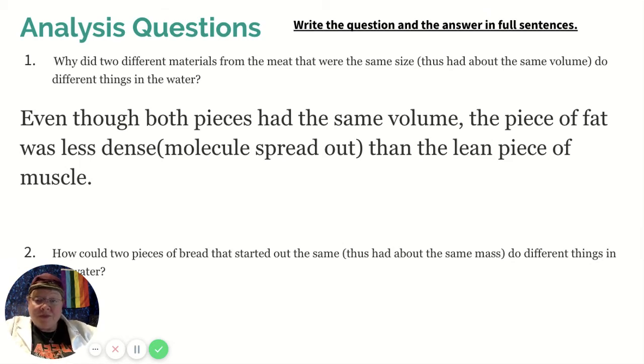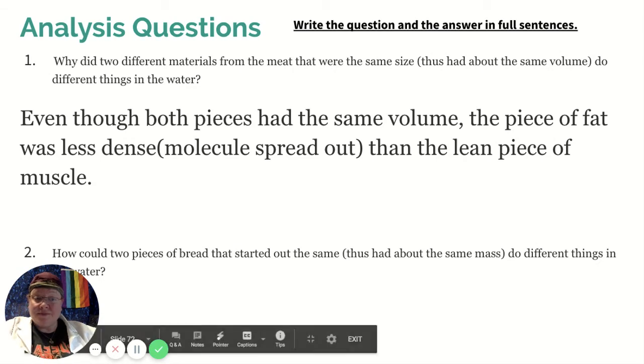Number 2: how could the two pieces of bread that started out the same, thus they had about the same mass, do different things in water? What was the difference?